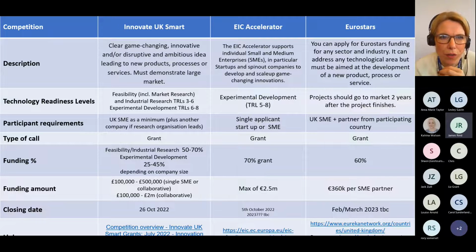The relevance to you as a company will depend on a lot of things. Ken referred to the TRL levels previously, but it also could be, are you interested in a collaborative project? Are you interested in an international collaborative project? Things like that. I would put a health warning up with something like the EIC Accelerator at the moment.